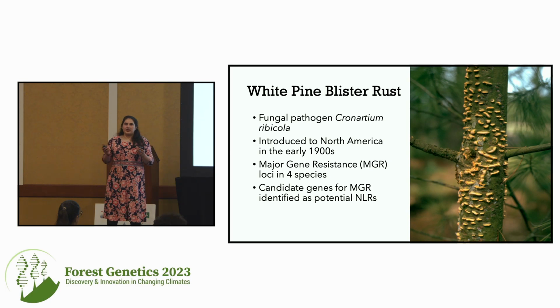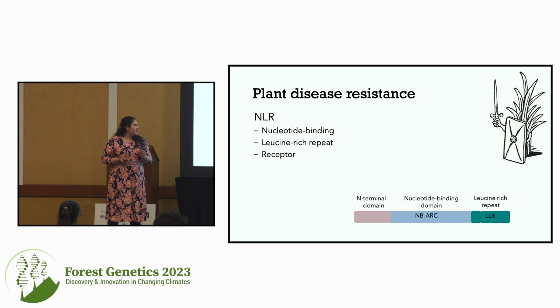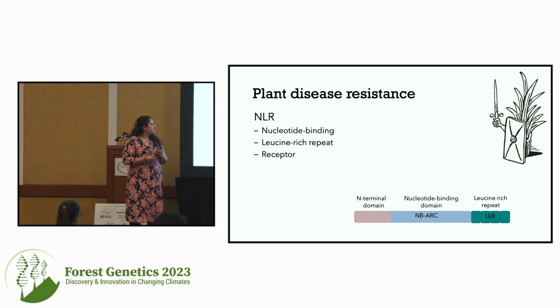I mentioned that in my title and a little bit earlier in the overview, but what are NLRs? NLRs are nucleotide-binding leucine-rich repeat receptor genes, and these are the largest class of disease resistance genes within plants. These are generally pathogen specific, so considered gene-for-gene analogs. They have a very characteristic structure consisting of an N-terminal domain, a nucleotide-binding domain, and a leucine-rich repeat. You can kind of see where the family gets its name from.